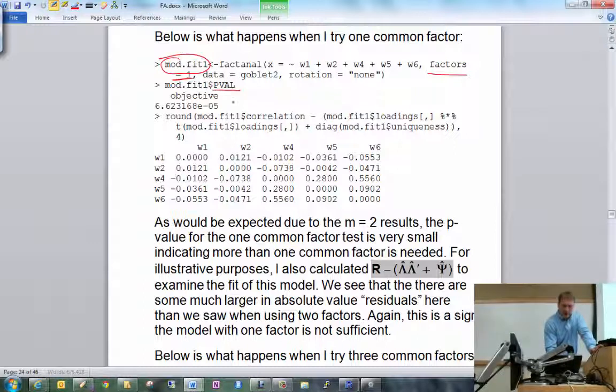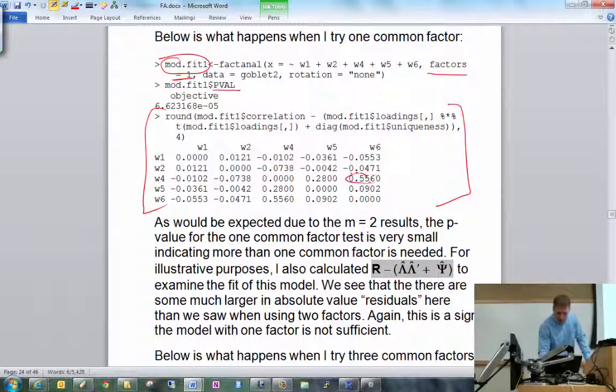You can extract the p-value from this object that you get from factanal by using the pval component of mod.fit1, and I get a p-value of 6.6 times 10 to the negative fifth power. So indeed, my p-value is much smaller. I need more common factors than just one. And to help illustrate the point even further, here are my residuals. Now, if you're finding that your model is not fitting the data well through this likelihood ratio test, you would expect to see residuals that might be large relative to a correlation scale, -1 to 1.